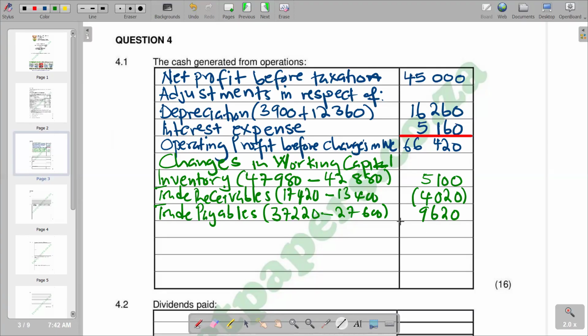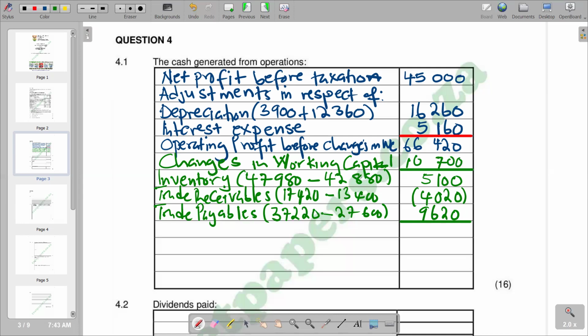Then we can add and subtract to get our changes in working capital. So if you say 5,100 minus 4,020 plus 9,620, you are going to get a positive of 10,700.